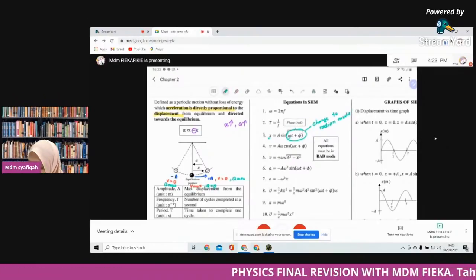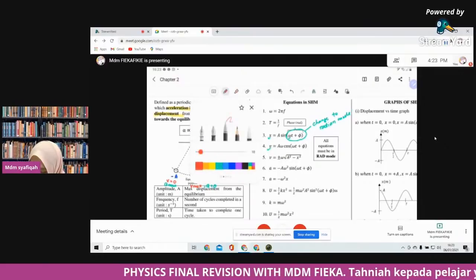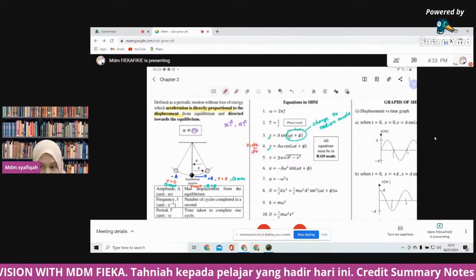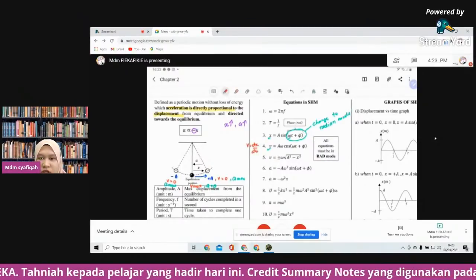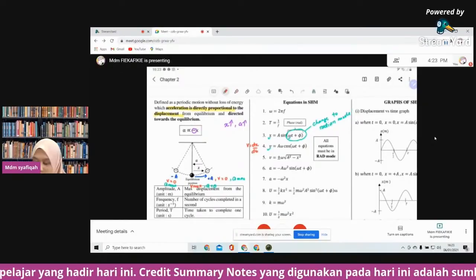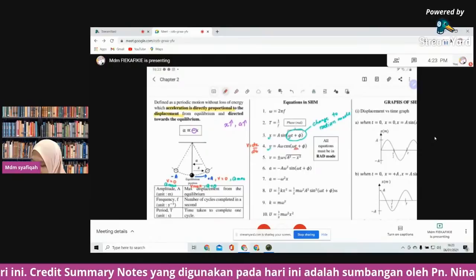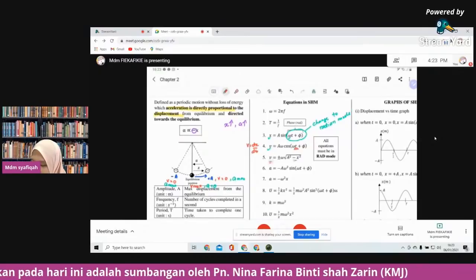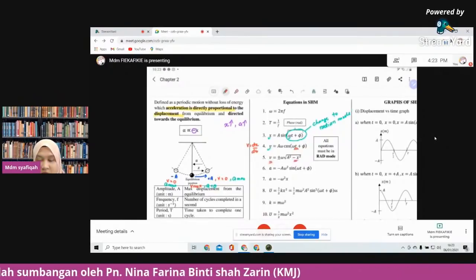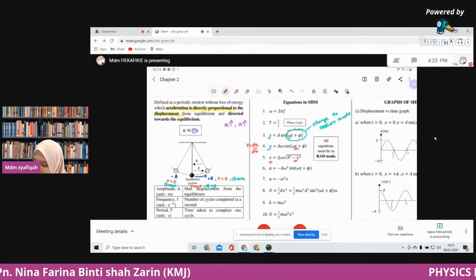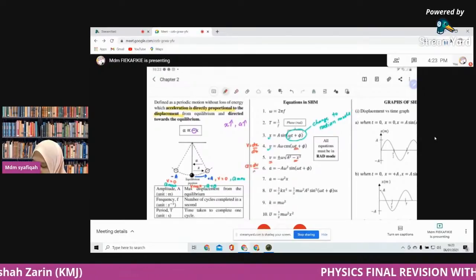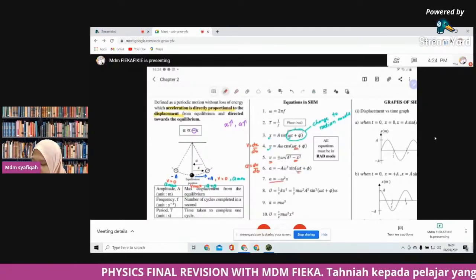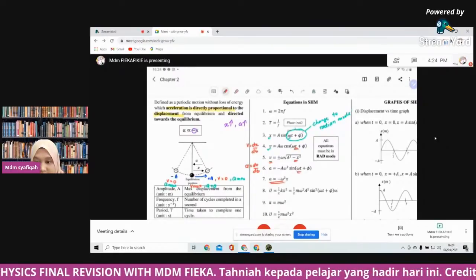So this one is v. When we differentiate dx over dt, the equation of v has two forms, in terms of t and in terms of displacement. This one is v in terms of time and this one is v in terms of displacement. Same goes to acceleration. We differentiate dv over dt. So this is in terms of t and this is the equation of acceleration in terms of displacement.